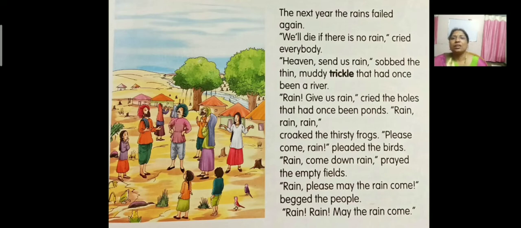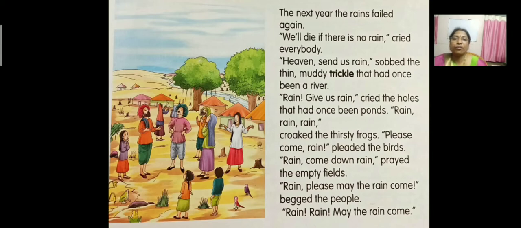Heaven, send us rain, sobbed the thin muddy trickle that had once been a river. So that river has become like a muddy trickle with less water, so it started sobbing, crying, and it looked at heaven and started saying, heaven, send us rain. Rain, give us rain, cried the holes that had once been ponds. Rain, rain, rain. So even the ponds, previously full of water, have now become like holes, and these holes started asking, give us rain.